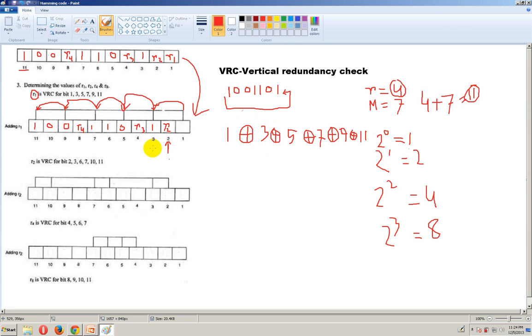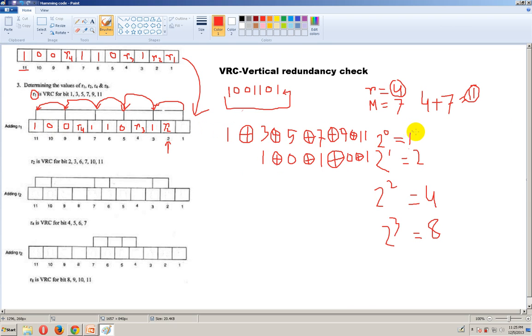Position 3 we get 1, so we put 1 here, then exclusive OR. Then number 5 position we get 0, so we put 0 here, then exclusive OR. Then number 7 position we get 1 again, so we put 1, then exclusive OR. Then we go to number 9 position, we got 0, so we put 0 here, then exclusive OR. Then the next position is 11, where we get 1.